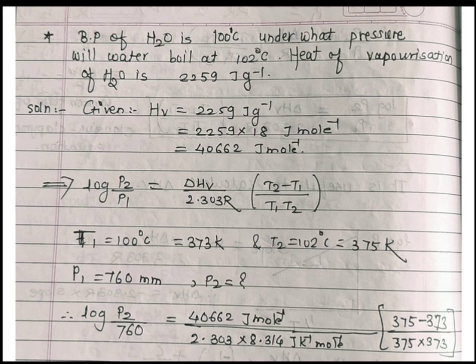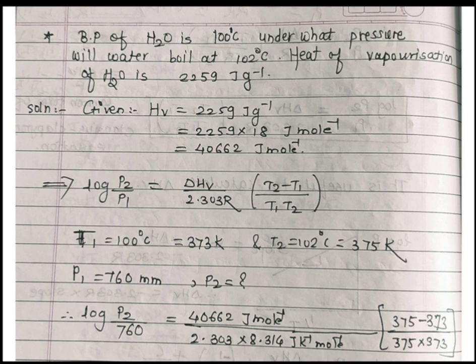Initially you have to write the given things. So Hv, the heat of vaporization, is 2259 joules per gram. Just convert it into joule per mole. Water's molar mass is 18, so just multiply it and it will come to 40662 joule per mole. Now write the Clausius-Clapeyron equation here.